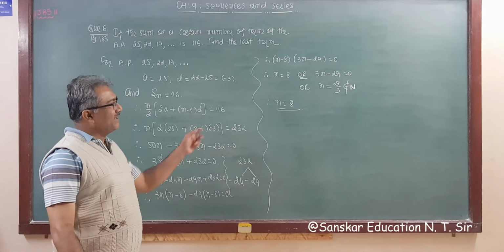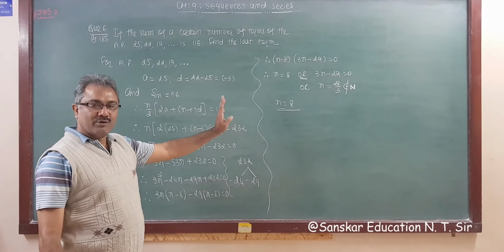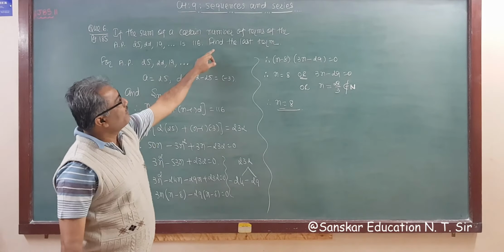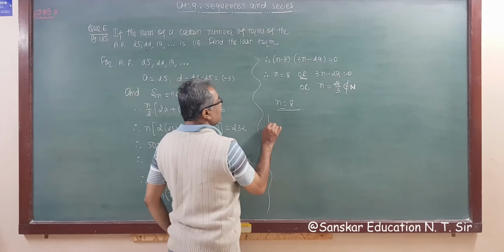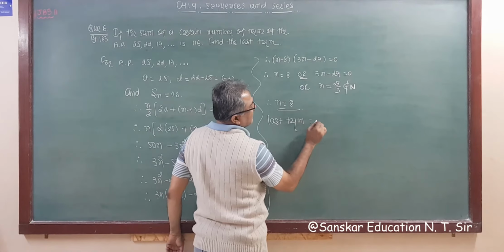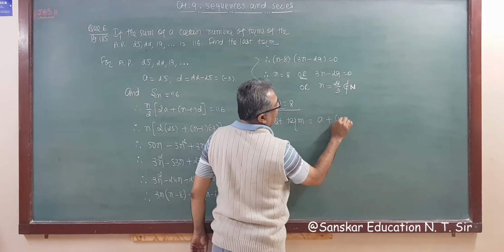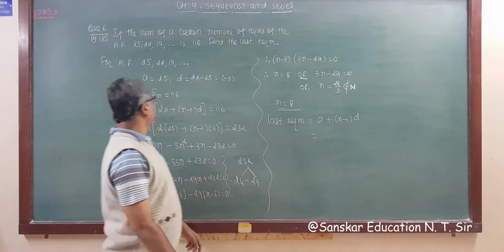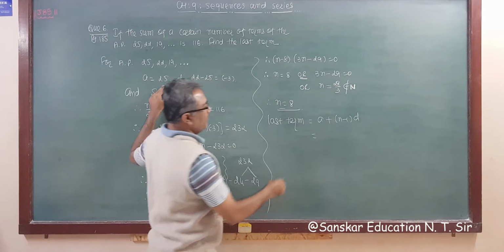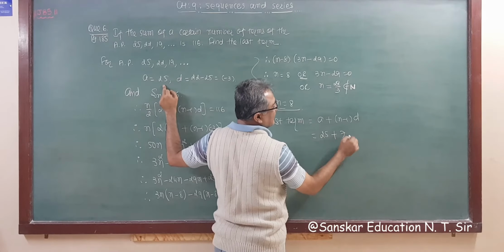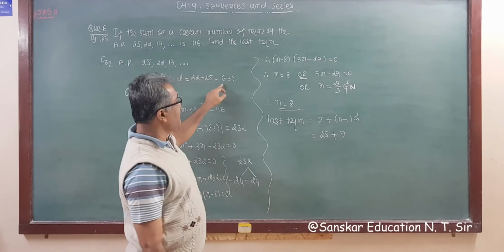So our mission target is completed because we had to find n first, as we discussed. Now we have to find out the last term. So the last term is equal to a plus (n minus 1) into d. So the first term a is 25, plus n is 8, so this is 7, and d is minus 3.